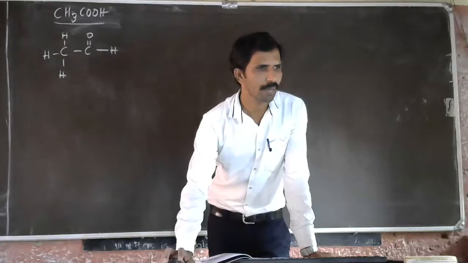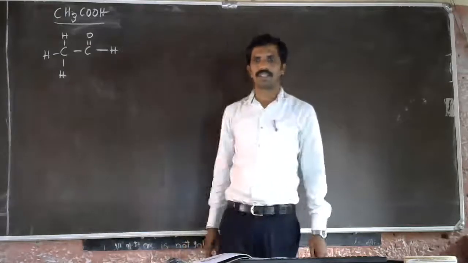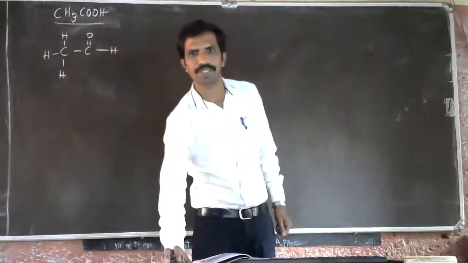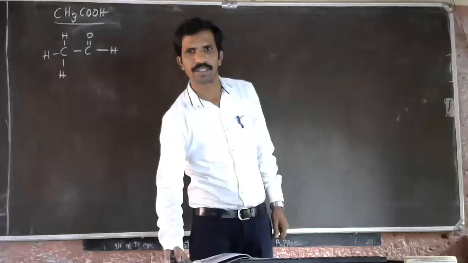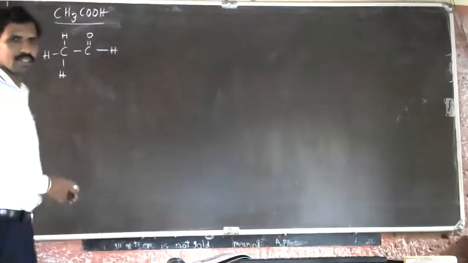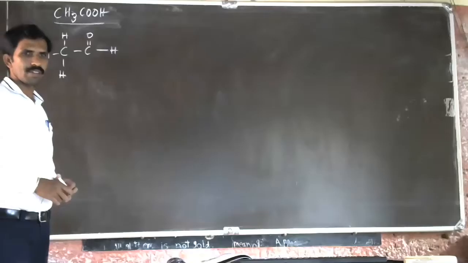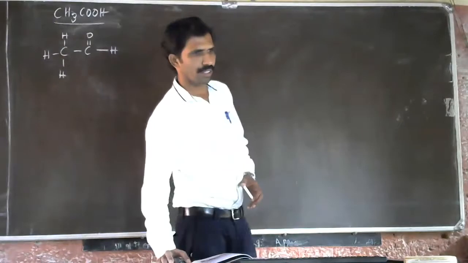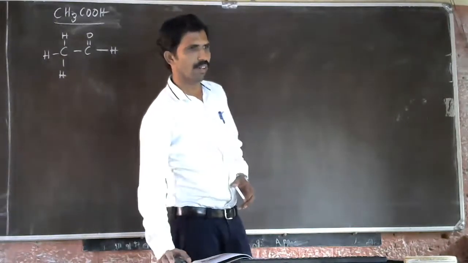Can you tell me the properties of ethanoic acid? Kumar, tell me the properties of ethanoic acid. It is sour in taste. It is a colorless liquid. It dissolves in water. It is a good conductor of electricity. So these are the properties. A pungent taste is there. All these are the properties.